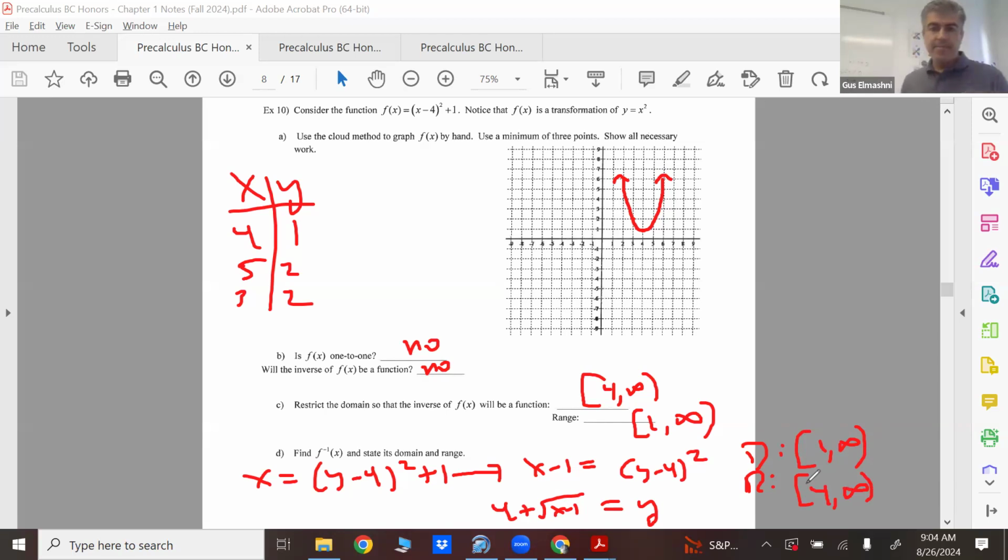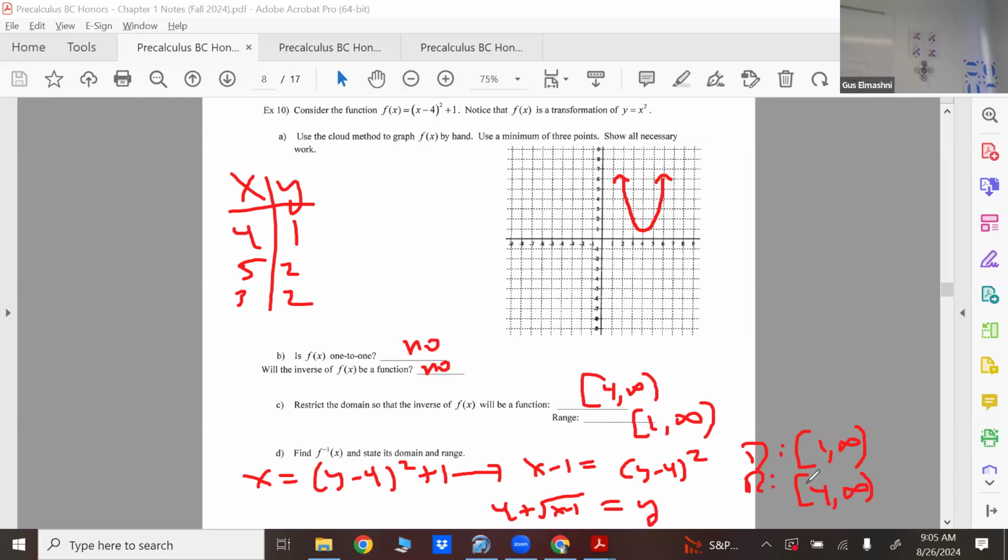All right, here we go. So clearly that's a parabola, vertex 4, 1. Here is your symmetry, right? So 5, 2 and 3, 2. Those are the 2 other points you can plot. Not 1 to 1, doesn't pass the horizontal line test. Therefore, the inverse of f(x) won't be a function.